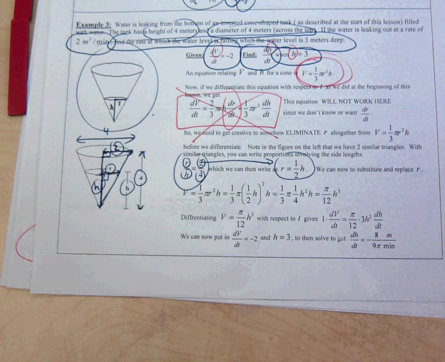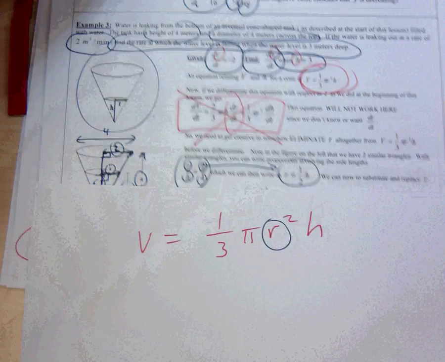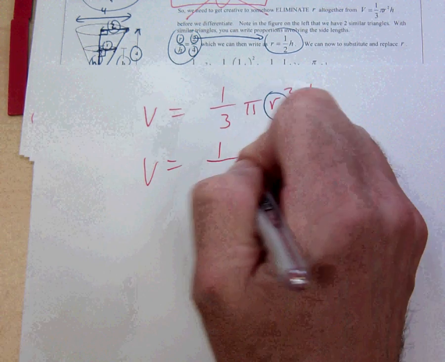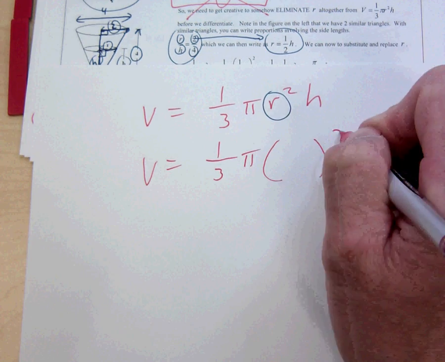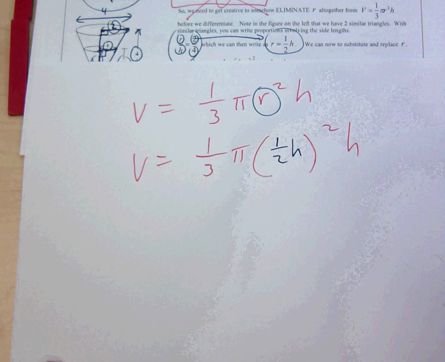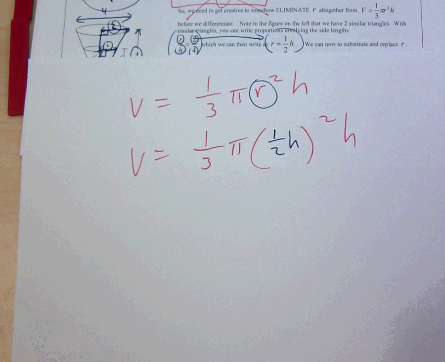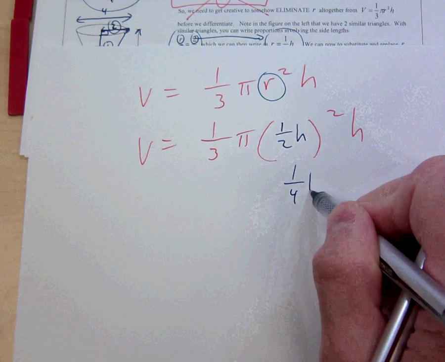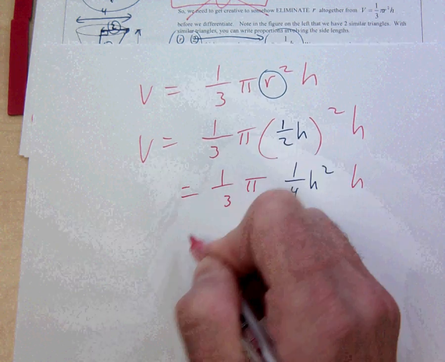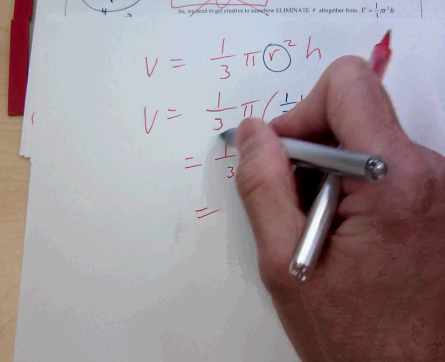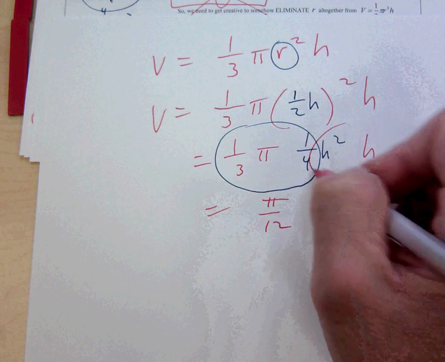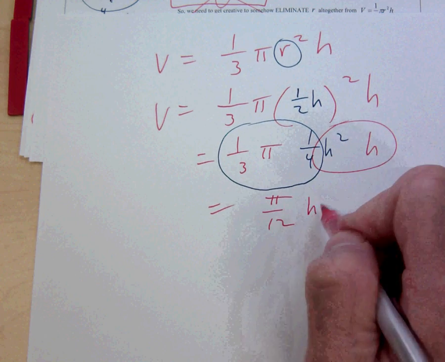And so now I'm going to use the fact that R is equal to 1/2 H and substitute it in here. So what am I going to replace R with? 1/2 H. And please simplify this before you do anything else. If I square that, don't I get 1/4 h squared? Yes? Following me? And then what does all that turn into? Pi over 12, and I can combine those into H cubed.